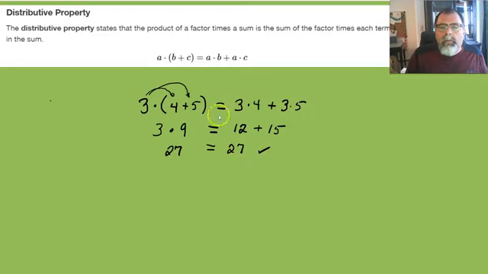So either way, you can do it using order of operations, or we can apply the distributive property and take the number that's being multiplied on the outside and multiply it with each of the individual add-ins and then add them together.